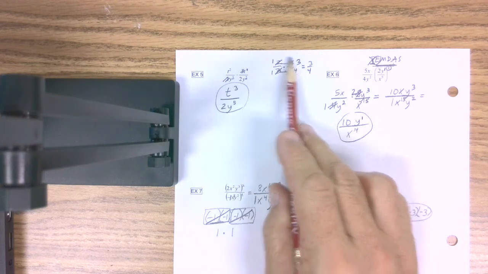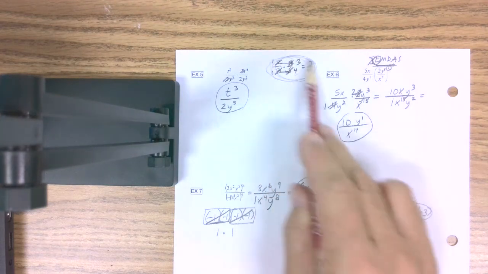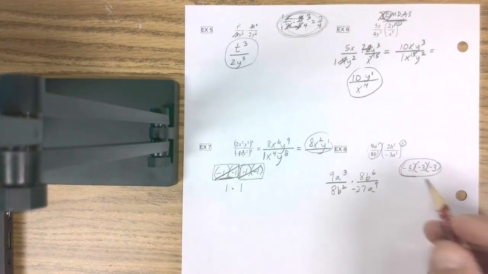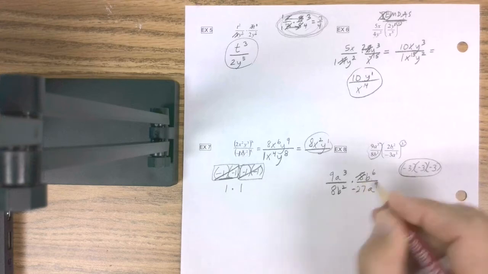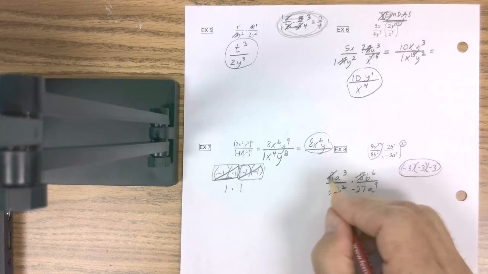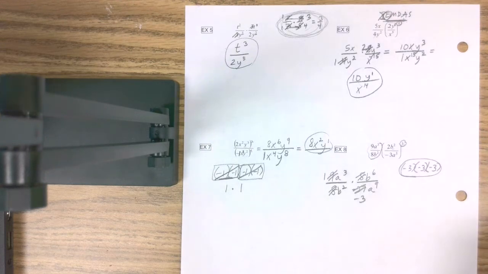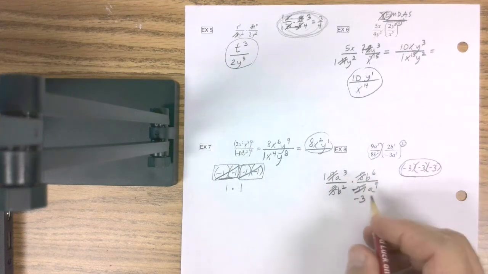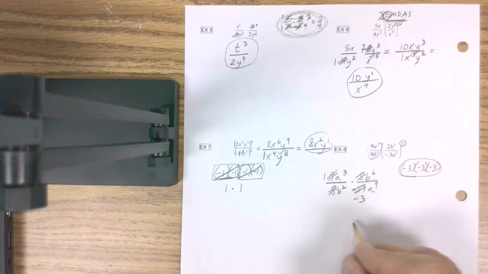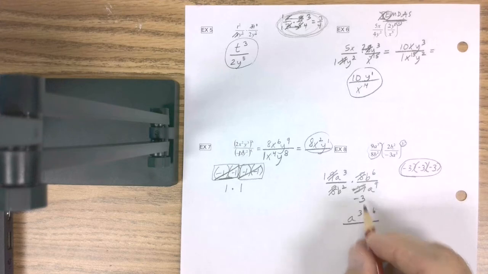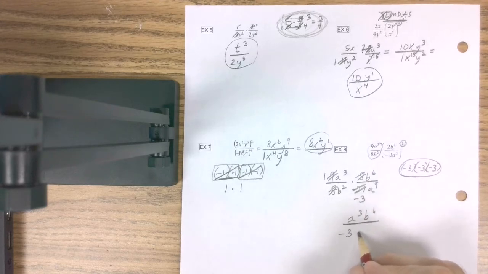Cross reduce, swoosh. This is your gold. Gold. The key that unlocks the door. It just makes your life a lot easier. Because look at the 8's go bye-bye. 9 goes into 9 once, goes into negative 27 negative 3 times. And if you want to clean it up right now, I would recommend it. So I'd get a cubed, b to the 6th, and that negative 3 comes out into the front. And then you put things in alphabetical order just to organize your brain a little bit.